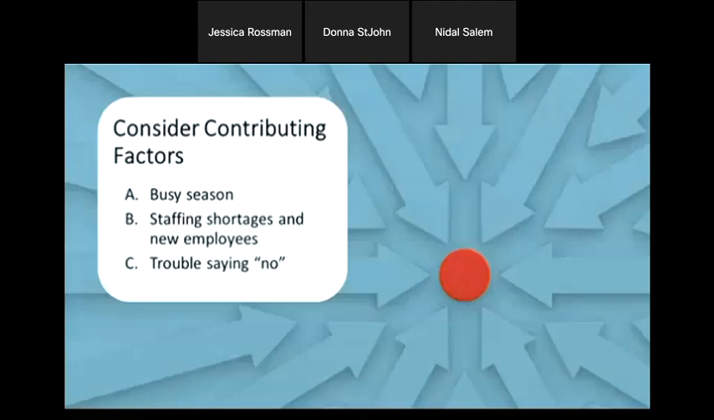So let's say that it's a busy season. And due to Pat's seniority in the position, their supervisor has been assigning more work. Pat's two colleagues are relatively new and still learning the job. So Pat knows this, okay? And because of this, they find it difficult to say no or to push back too much with their supervisor when they give them too many assignments. So knowing these things, which do you think are in Pat's control? A, busy season, B, staffing shortages and new employees, or C, trouble saying no.